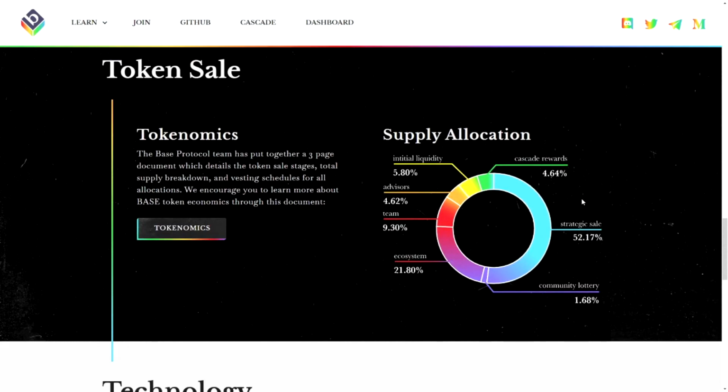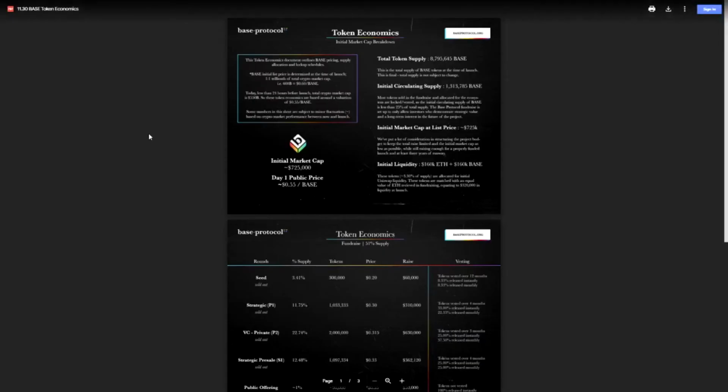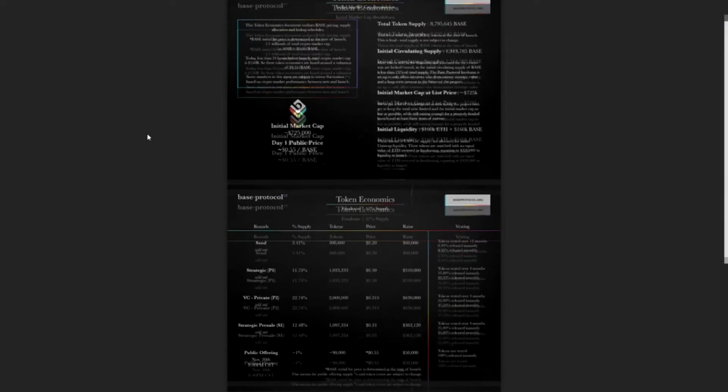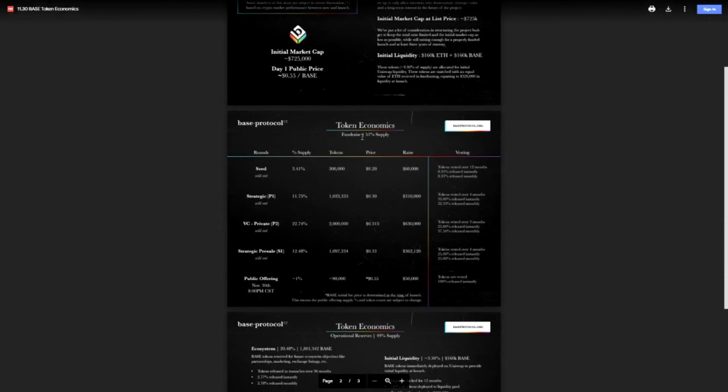The first thing that I want to mention is that you have the supply allocation diagram here on the front page, and sadly it is not a complete match with the tokenomics document. But let's assume that the PDF is correct. So 51% will be divided before the token launches, which is on the 30th.